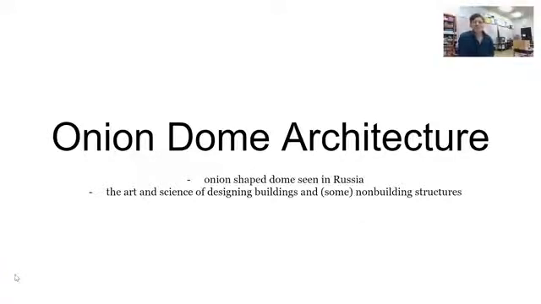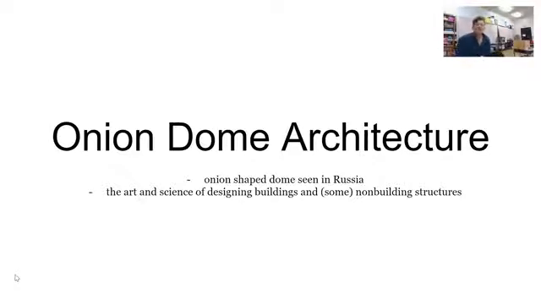Hi everyone. So today we are continuing talking about Russia, which is in Asia, at least most of it is, and we're going to talk about their onion dome architecture. Now, I know that's kind of funny calling it an onion dome, but you'll see why in just a little bit.